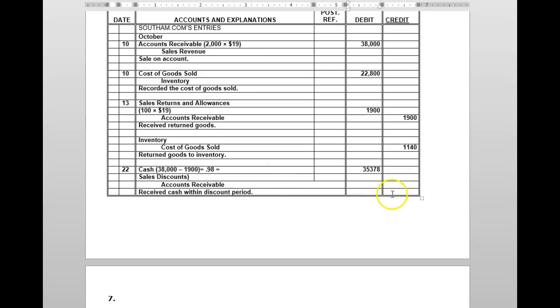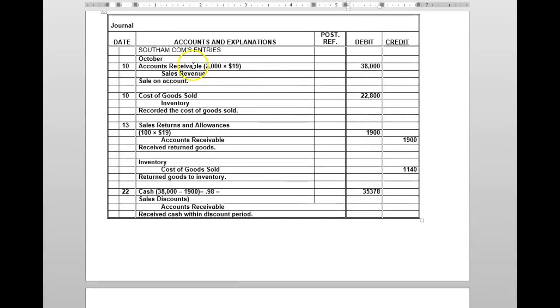Then from there, I have to figure out what goes here. Now, what was left in my accounts receivable? You know, it started out at 38. We subtracted 1,900 from it, correct? So that's going to give me my accounts receivable. My sales discount right here is going to be the balancing number, or it's going to be 2% times 38,000 minus 1,900. And that will round it out.